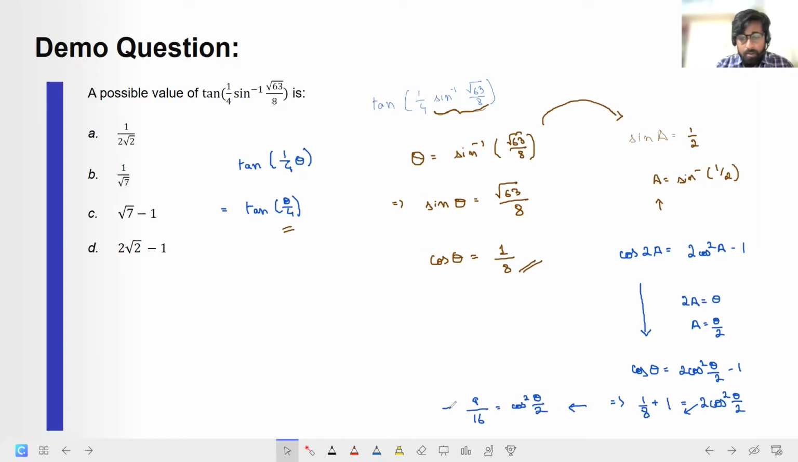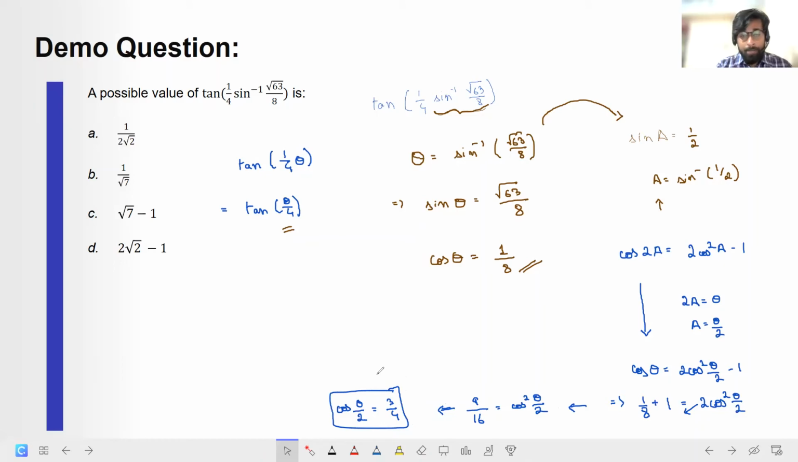And from this, very easily, I get the value of cos theta to be nothing but, oh, it's not cos theta. It's supposed to be cos theta by 2 is equal to 3 by 4. Now I'm a step closer to the answer. I know the value of cos theta by 2. I need to go to the next step and find out the value of tan theta by 4.